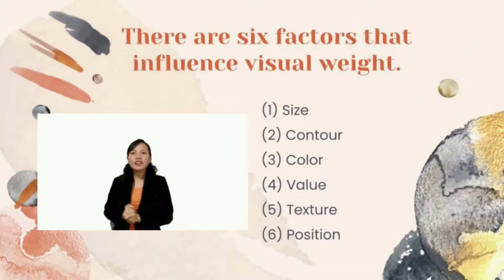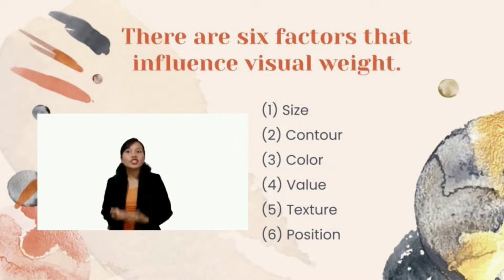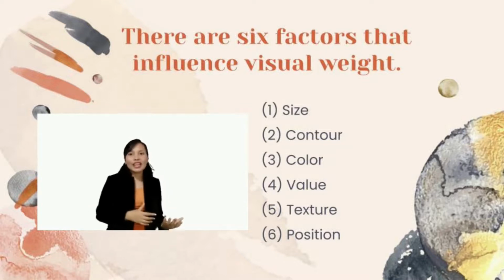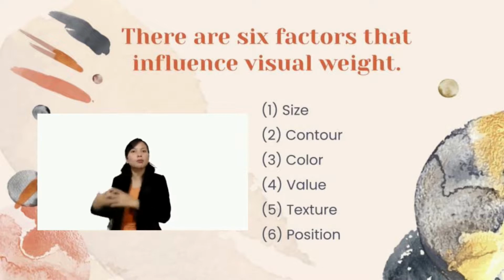So, let's start first with the first factor, which is the size. It is when there is a large shape or form that appears heavier than a small shape. So let's imagine that there is a painting, then in the right side, the large shape or the large form will be located, and in the left side will be the small shape. So through this, we are balancing the two even though they have different sizes.